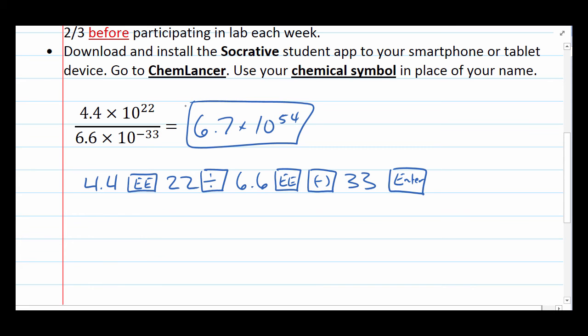Not here. Yes, sir. I was going to mention that we should also probably enter parentheses around 4.4 times 10 to the 22nd and 6.6 times 10 to the negative 33rd, just so we don't get any mixed up calculations. There's no need to do that. If we use the scientific notation feature, there's no need for parentheses on this.